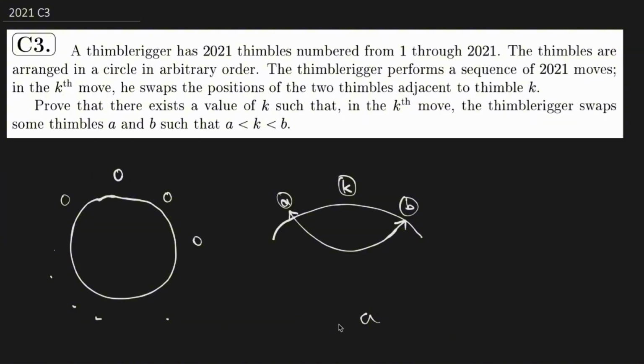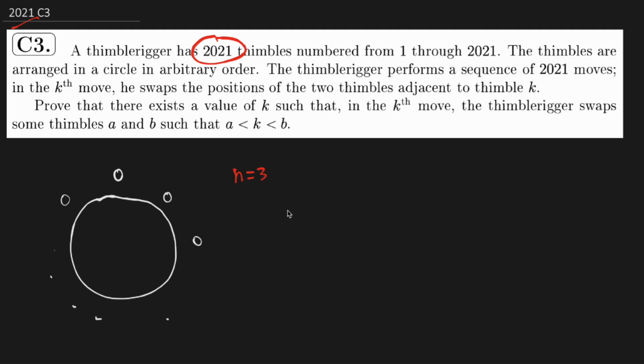Okay, so this is the setting of the problem, and we want to see how we can actually work on proving this. The first thing we should notice is that 2021 is probably an arbitrary number because the year is 2021. So what we can do is start with some small cases and see if we can gain some intuition from them. So let's start with n equals 3. In this case, let me just throw in an arbitrary order. Let's say 1, 2, 3.